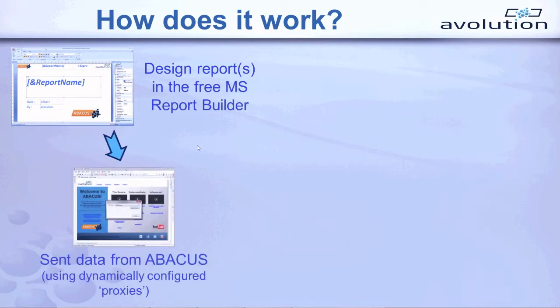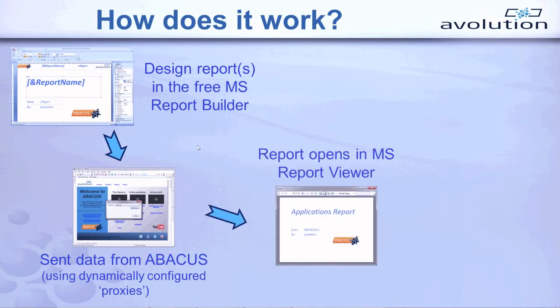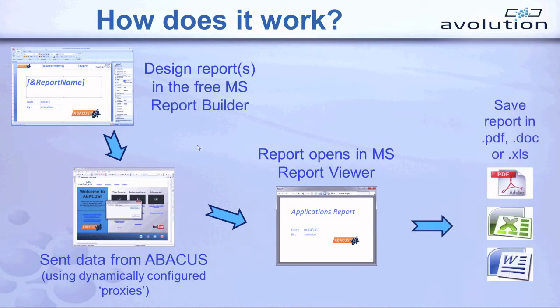This .rdl file is then populated with information from your ABACUS project using a number of dynamically configured proxies, all of the data that you need for the report. The report then opens in Microsoft Report Viewer, which is another free utility from Microsoft that can be used to view any of the reports that are produced. Those reports, of course, can be saved to a number of formats including PDF, Excel, or Word.